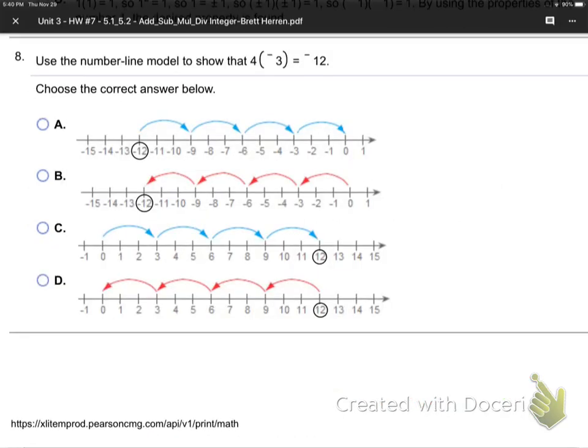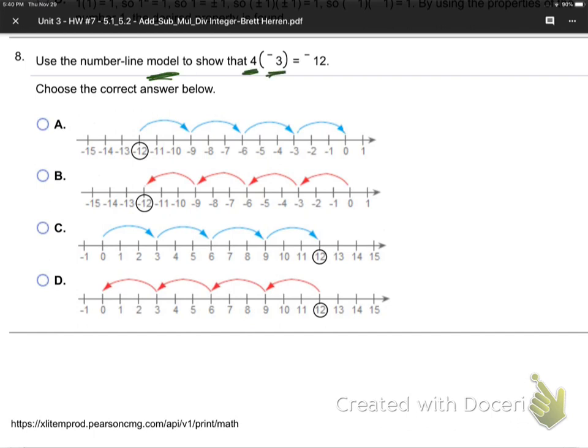Okay, take a look at number 8. I want to use a number line model. Again, models are all about giving a feel to the kids of math, because math is not just about rules, but also about feeling the numbers, which might sound weird, but these models help us.